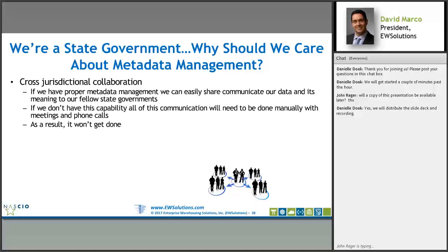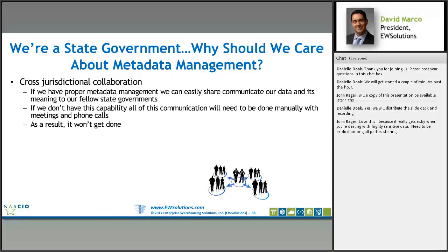I know at the federal side, sometimes we just say, oh, let's slap out something in ISO 11179 format, and everybody will share that. Everybody's interacting with that standard in a different manner. So the data does not equal across all those different agencies. So cross-jurisdictional collaboration necessitates that we manage our metadata better so that we know what our data means when we look at it.